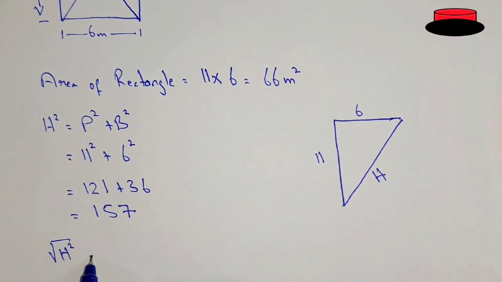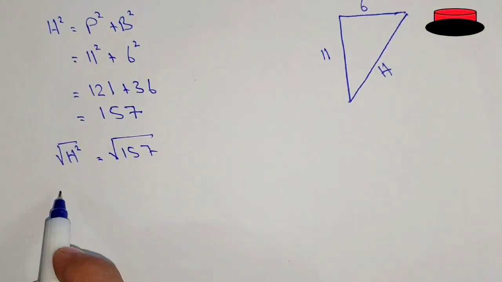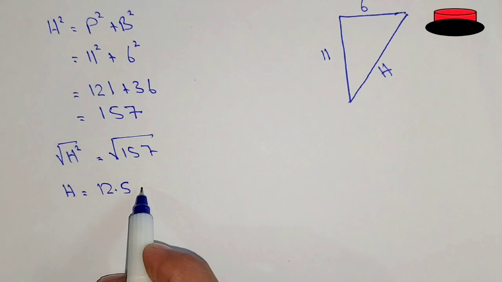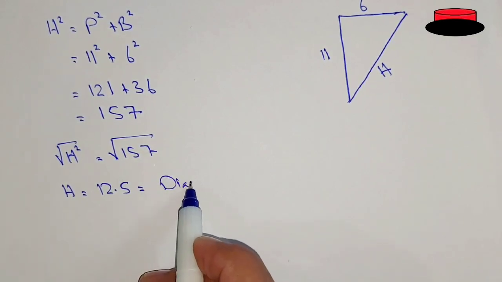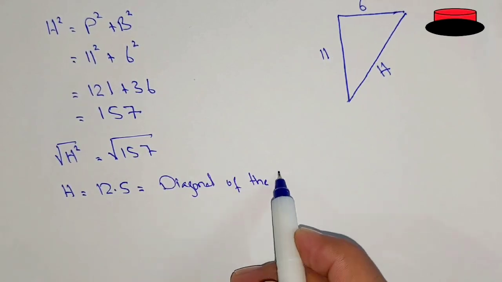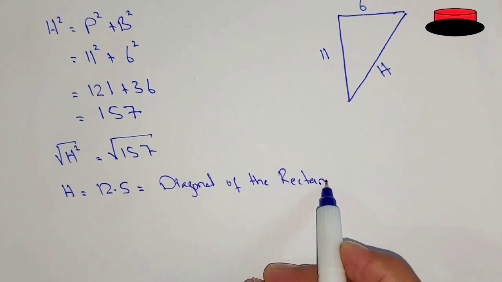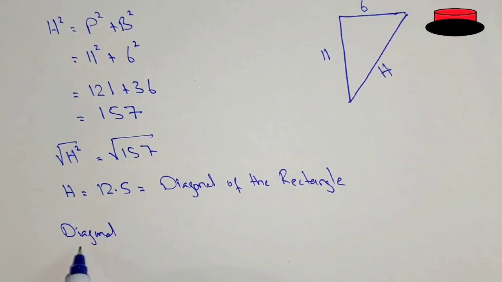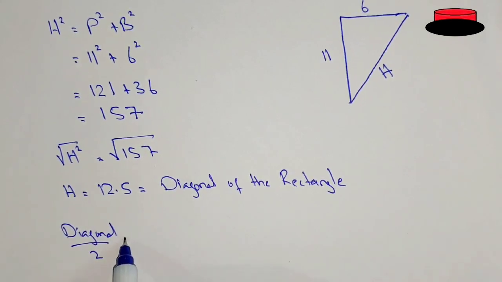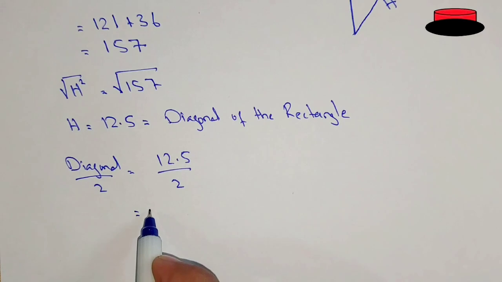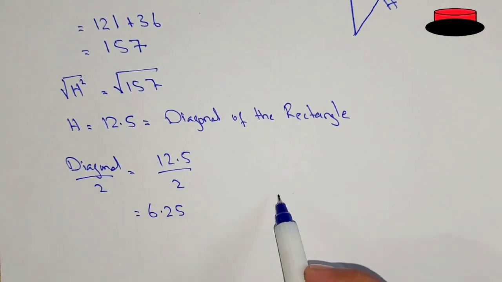Now taking the square roots on both sides, under root h square equal to under root 157. So the hypotenuse h is going to be 12.5, and this is also the diagonal of the rectangle. So now the half of the diagonal, it means diagonal divided by 2. So diagonal is 12.5, so 12.5 divided by 2, the half of the diagonal will be 6.25.